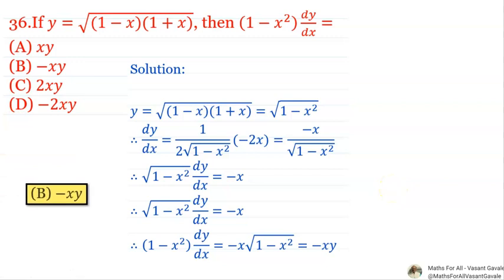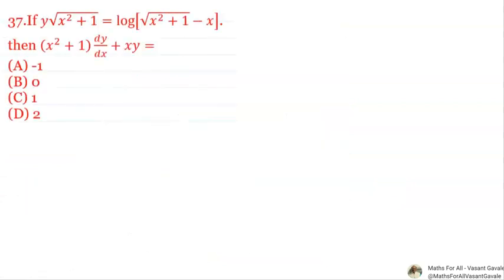Now the next question. If y root of x square plus 1 is equal to log of (root of x square plus 1 minus x), then (x square plus 1) into dy by dx plus xy is equal to? Okay. तर त्याची आपल्याला व्हॅल्यू फाइंड आउट करायची.